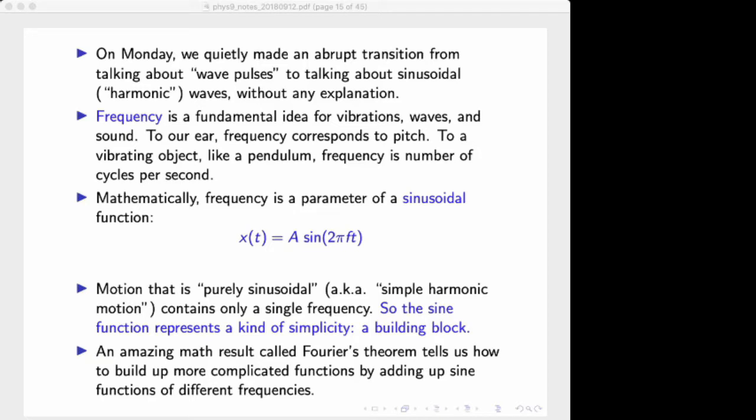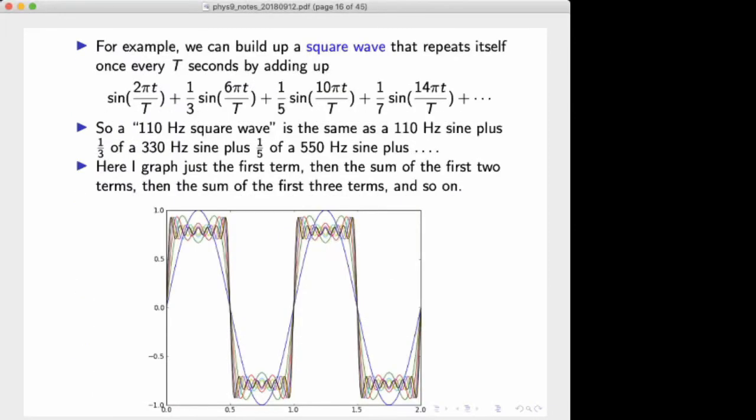periodic. So there's this amazing math result, I think it's a Math 240 result, called Fourier's theorem, that tells us how to build up more complicated functions by adding up sine functions of different frequencies. For example, you can build up a square wave that repeats itself once every T seconds by adding up sine of 2 pi t over big T for period.